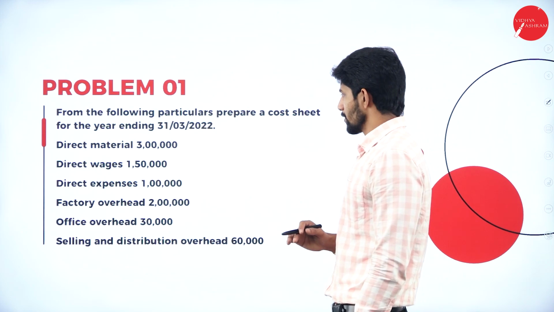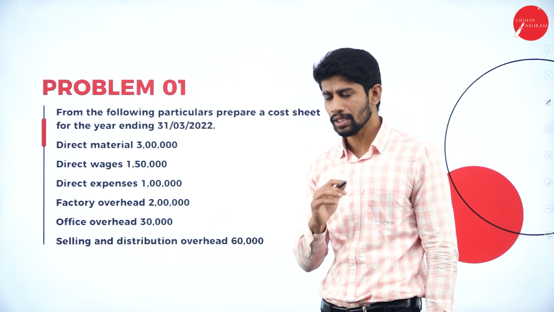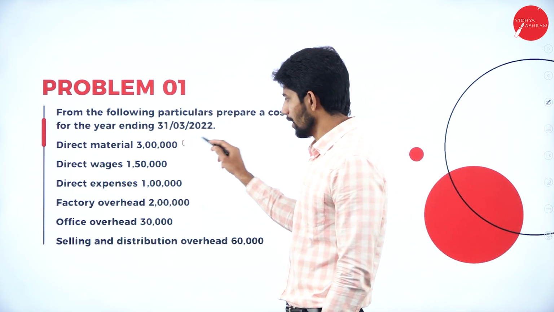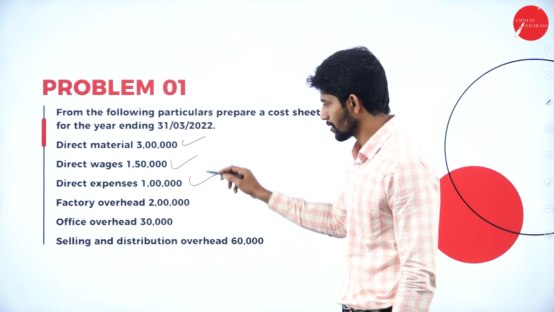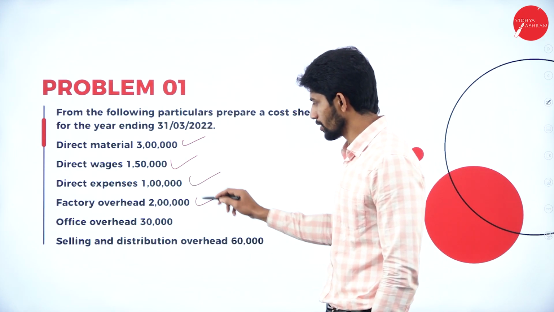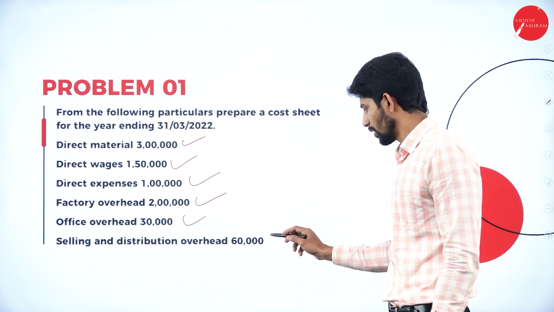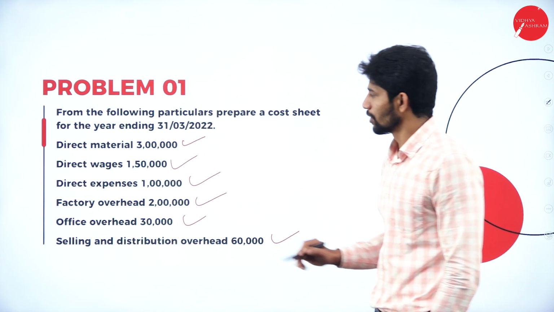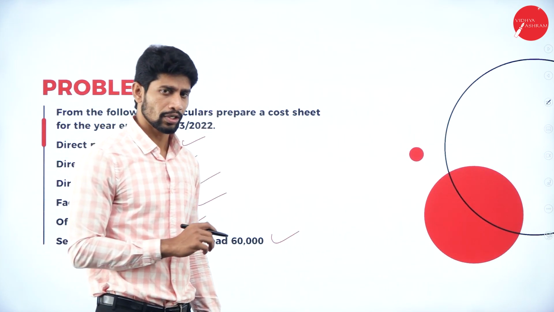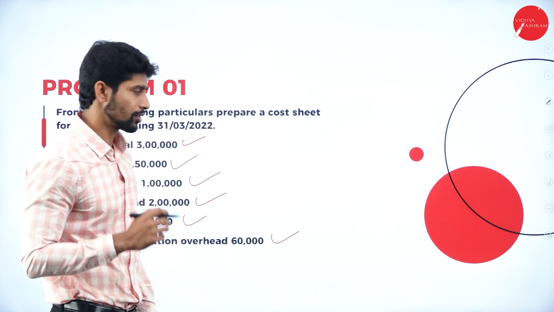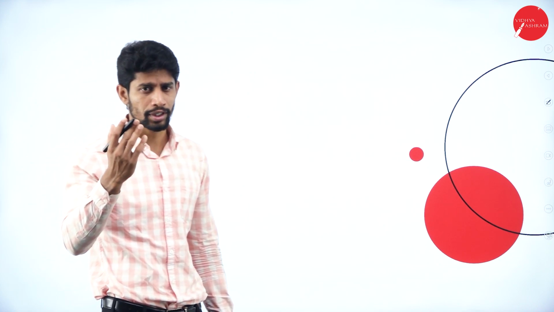From the following particulars, prepare a cost sheet for the year ending 31st March 2022. Direct material 3 lakh, direct wages 1,50,000, direct expenses 1 lakh, factory overhead 2 lakh, office overhead 30,000, selling and distribution overhead rupees 60,000. By using this information, we are supposed to find out the total cost. To find the cost sheet, the format is computation of cost sheet and production. Production is not given.